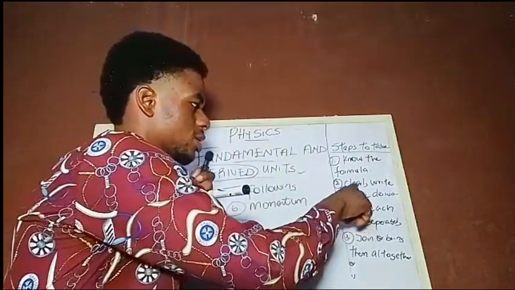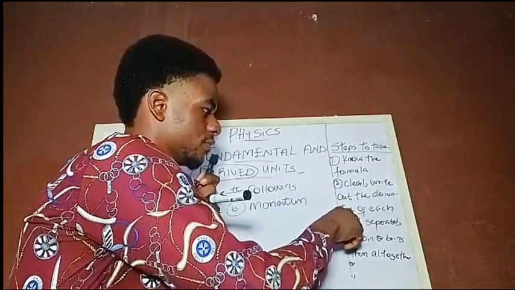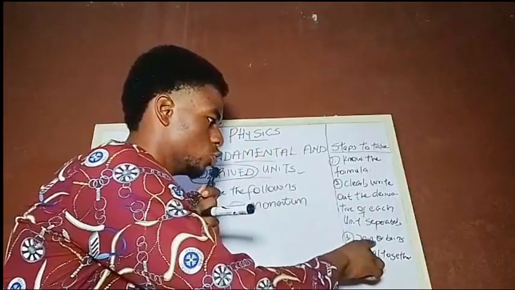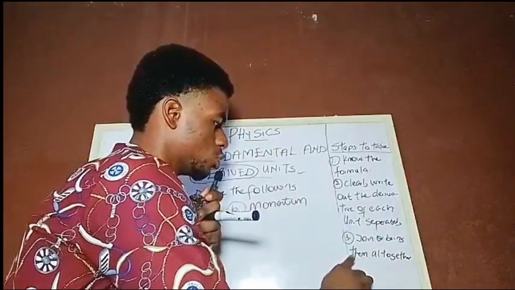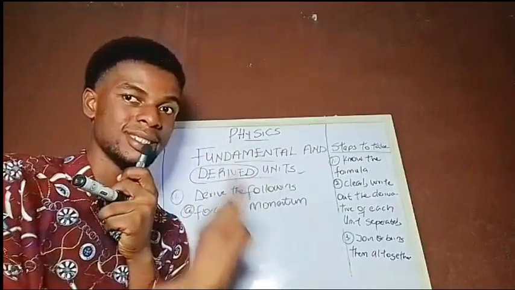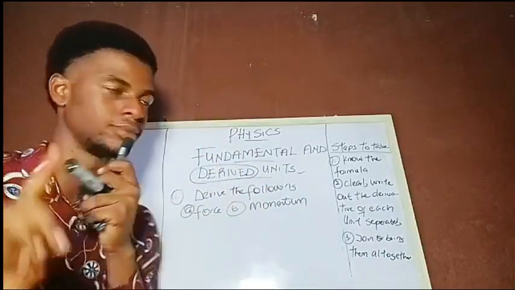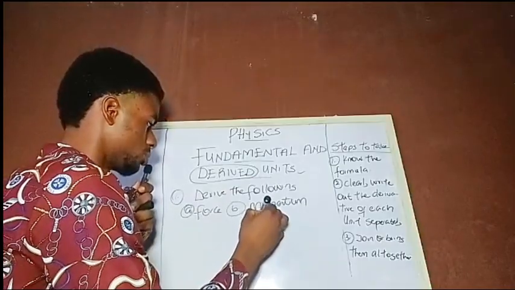The second step is to clearly write out the derivative of each unit separately. The last one is to join or bring them all together. So these three steps are what it takes to derive any unit. Now, solution.